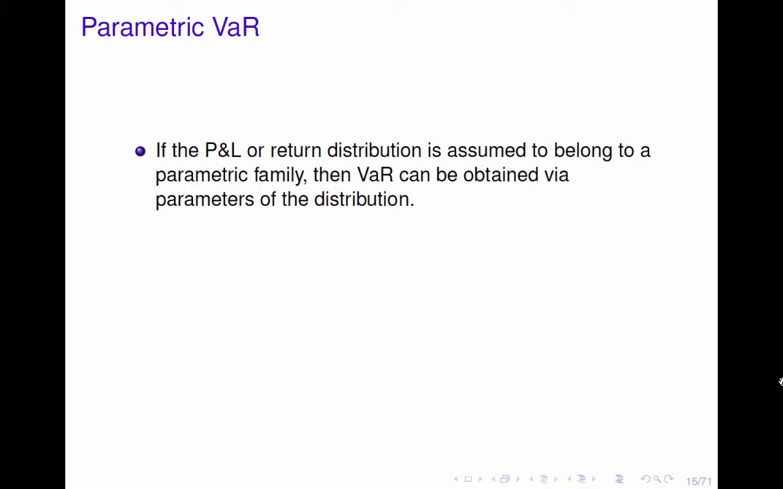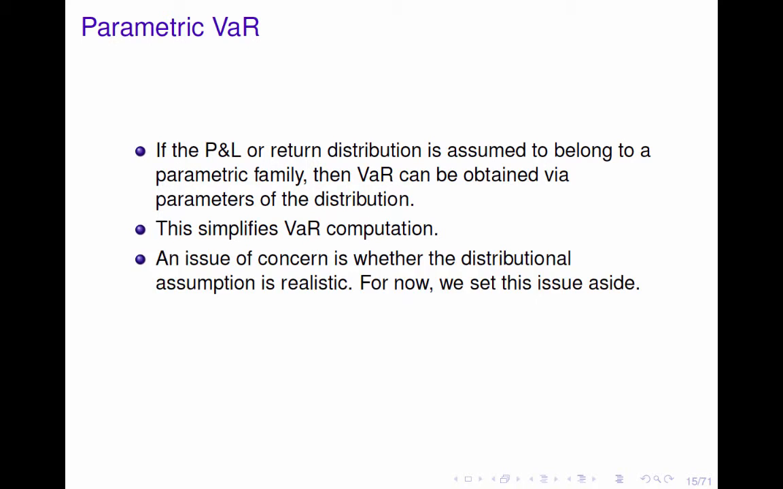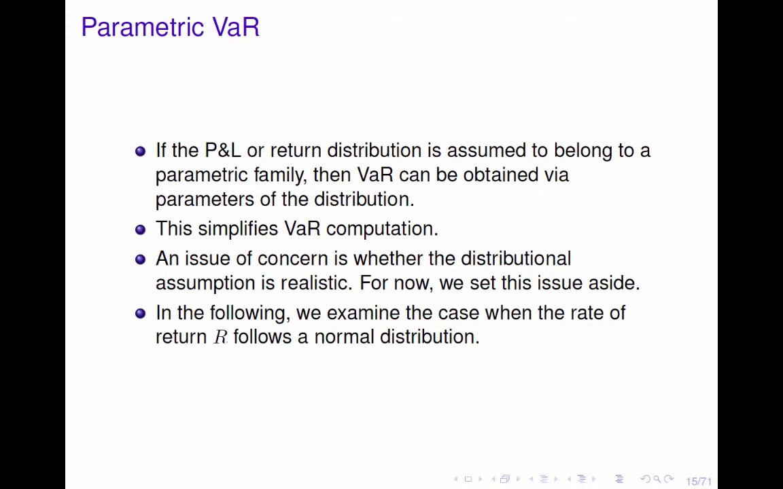Next, let's introduce the parametric VAR. In this case, the profit and loss, or return distribution, is assumed to belong to a parametric family. Then, VAR can be obtained via parameters of the distribution. This simplifies VAR computation. However, an issue of concern is whether the distributional assumption is realistic. For now, we set this issue aside. In the following, we examine the case when the rate of return R follows a normal distribution.